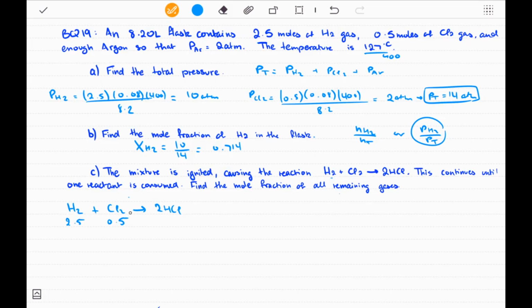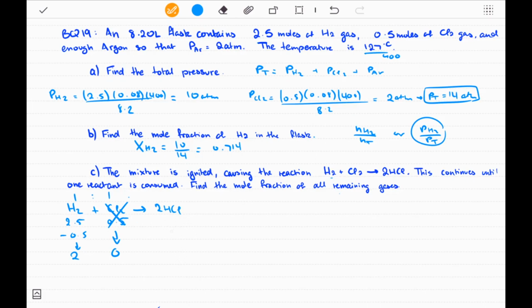Now, hydrogen and chlorine, very clearly, they react in a 1-to-1 ratio, which means that obviously, the one that's going to be consumed first is chlorine. There's way less chlorine than there is hydrogen. So chlorine is just going to become 0 first. Hydrogen reacts in the same ratio to chlorine, so if we lose 0.5 here, we lose 0.5 here. And we end up with 2 moles of hydrogen left. And we should not forget that this reaction gives us HCl.